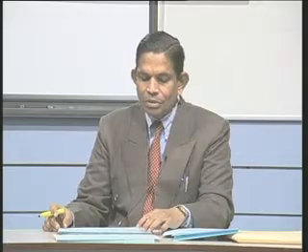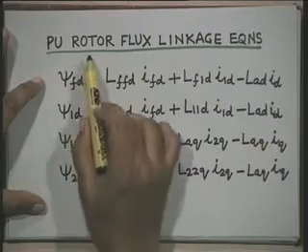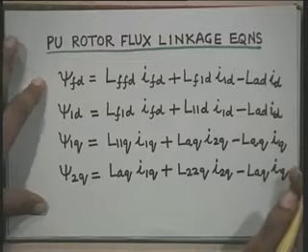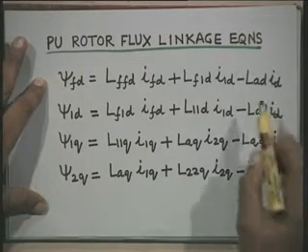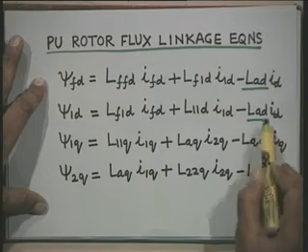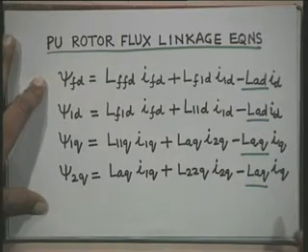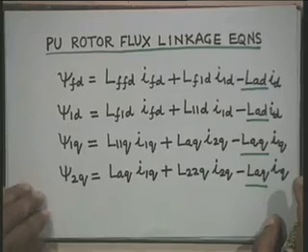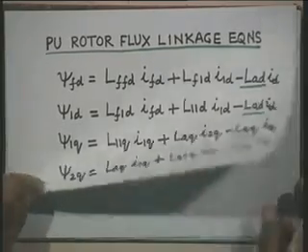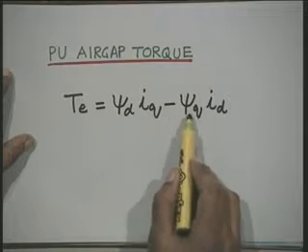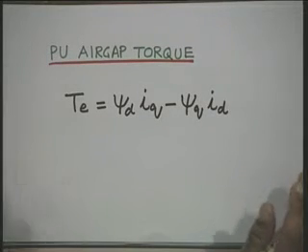Then we have the rotor flux linkage equations, which are expressed in per unit. Again, we find that in the rotor circuit also we get these terms LAD, LAD. The last equation is the per unit air gap torque, T is equal to psi d I q minus psi q I d. This is the per unit torque in the synchronous generator.